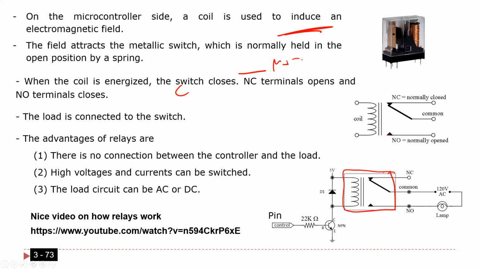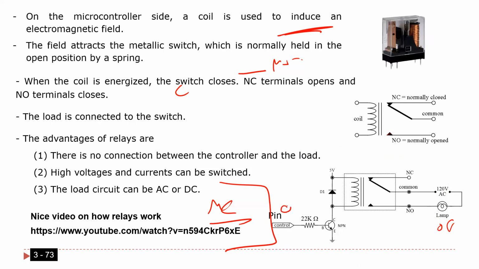This is the relay. Then we have a lamp or motor or whatever, connected to 120 volts this way. And this is a microcontroller, which can turn the lamp on and off.